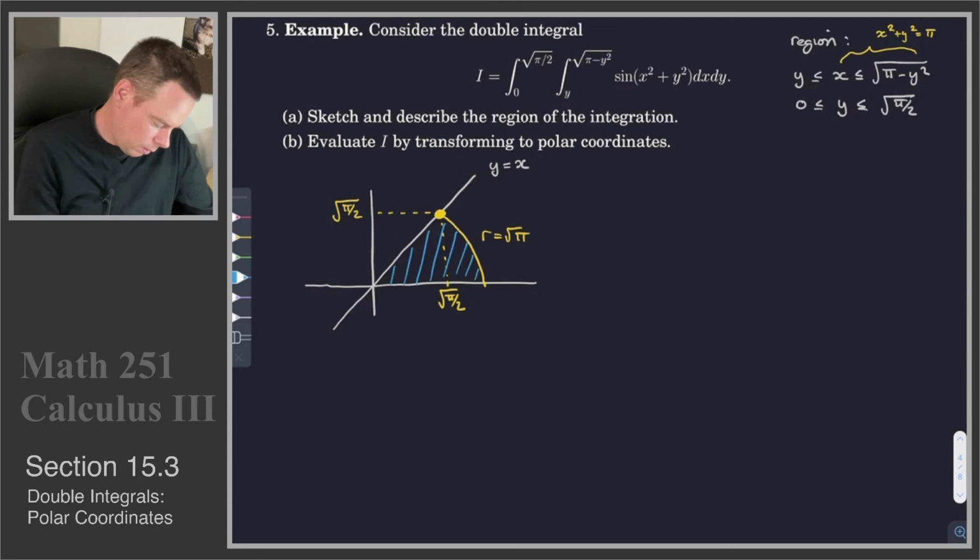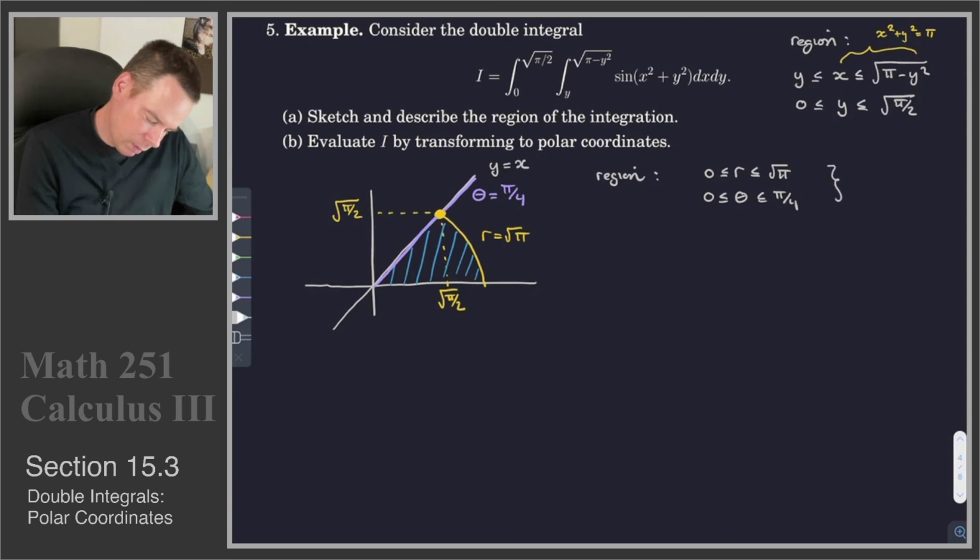The line segment at y equals x, that could also be described as theta equals pi by 4. So now we've got this region described in terms of polar coordinates. This region is the r values range from 0 out to root pi, and the theta values range from 0 up to pi by 4.